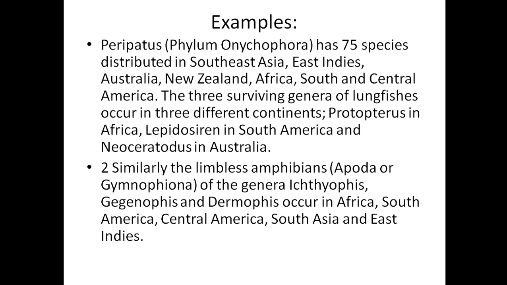To give you an example of discontinuous distribution, the most interesting one is the phylum Onychophora, represented by Peripatus. There are totally 75 species of Peripatus, found in Southeast Asia, the East Indies, Australia, New Zealand, Africa, and South and Central America.